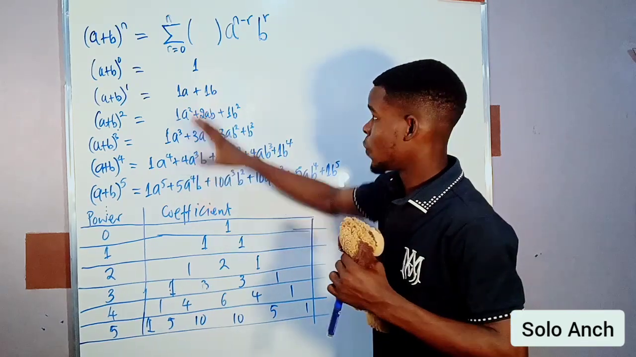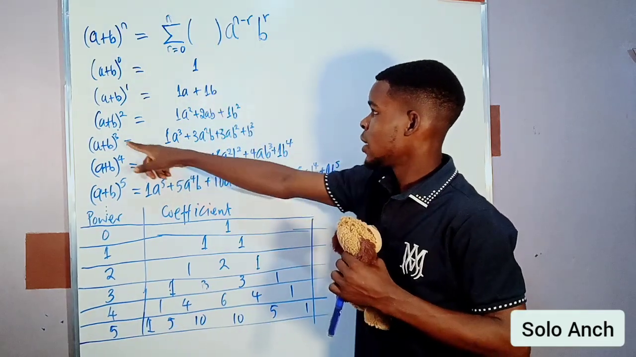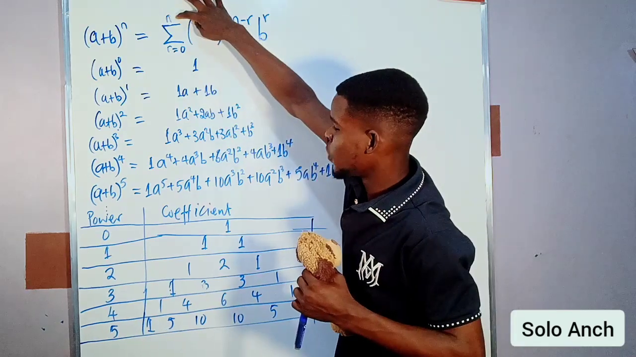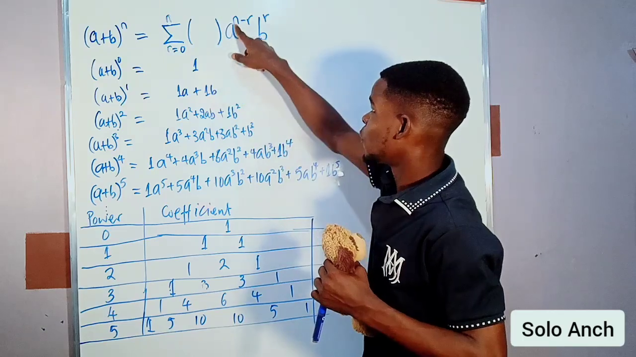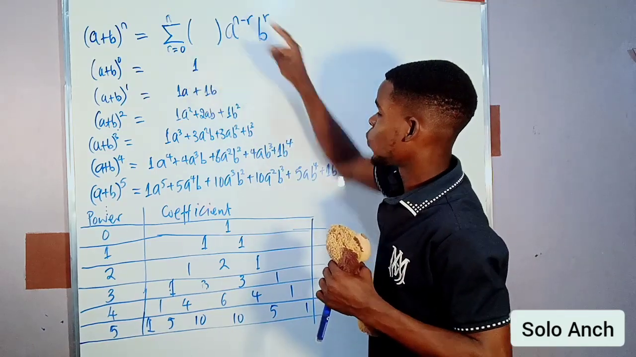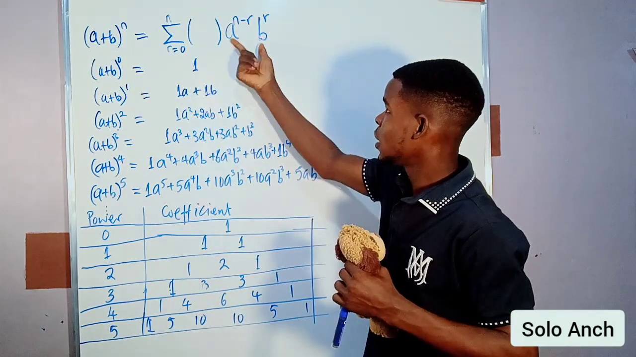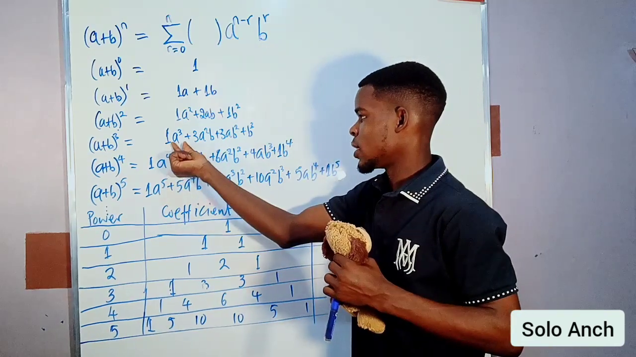With powers only, not coefficients yet. When the power is 3, n will be 3. That means we are going to have 4 terms, all right? So when the power is 3, it will be a raised to the power of 3. When r is 0, 3 minus 0 will be 3. b raised to the power of 0 produces this term.